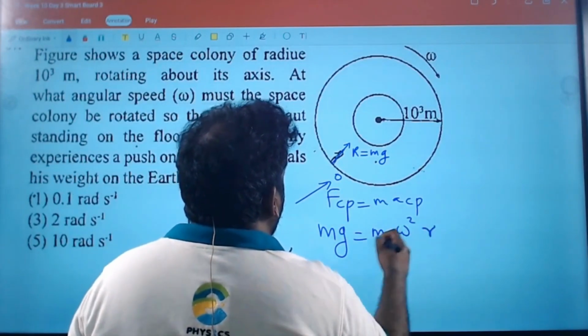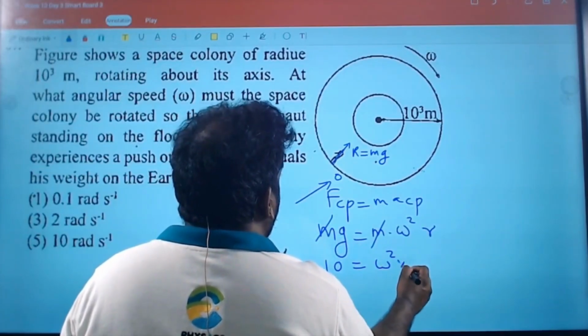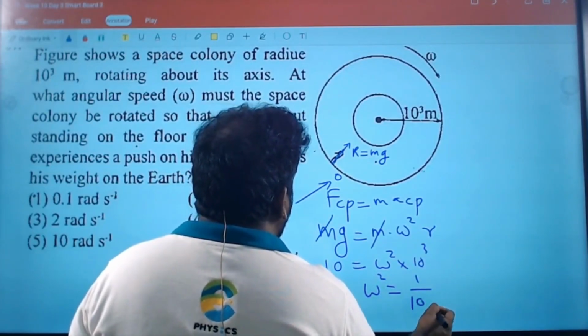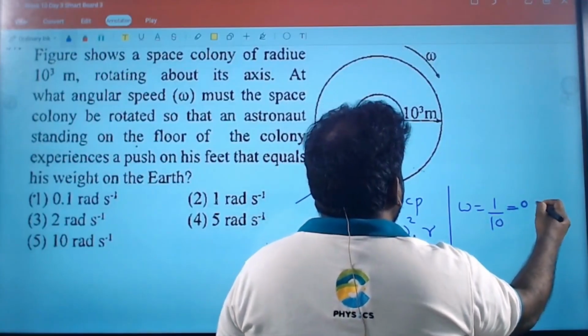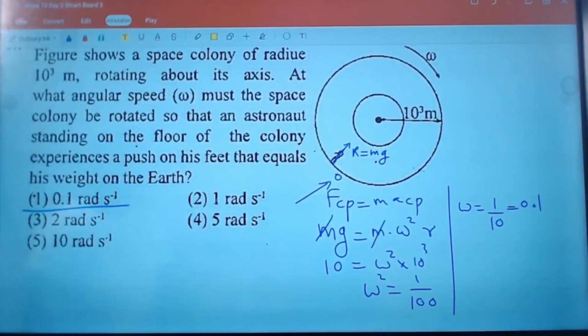M omega square radius. M cancels off. G is 10. Omega square times radius 10 to the power 3. Omega square is 1 over 100. Omega is 1 over 10, 0.1. Answer is answer number 1. Moving on.